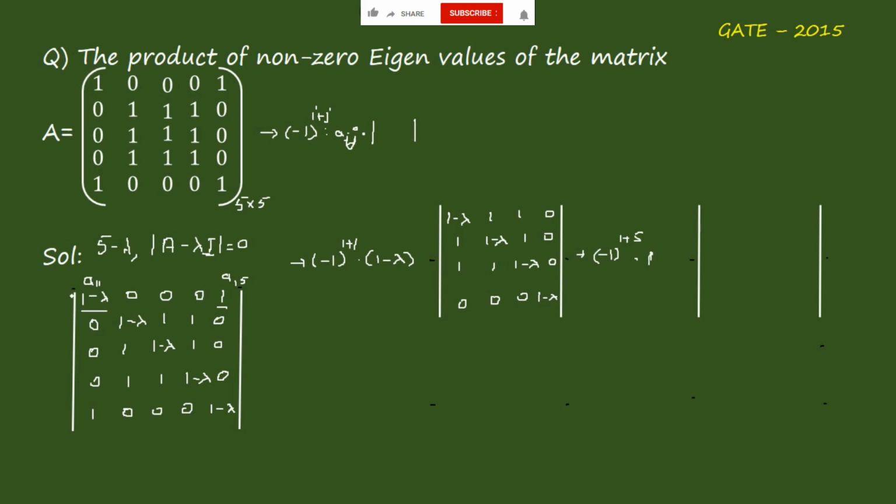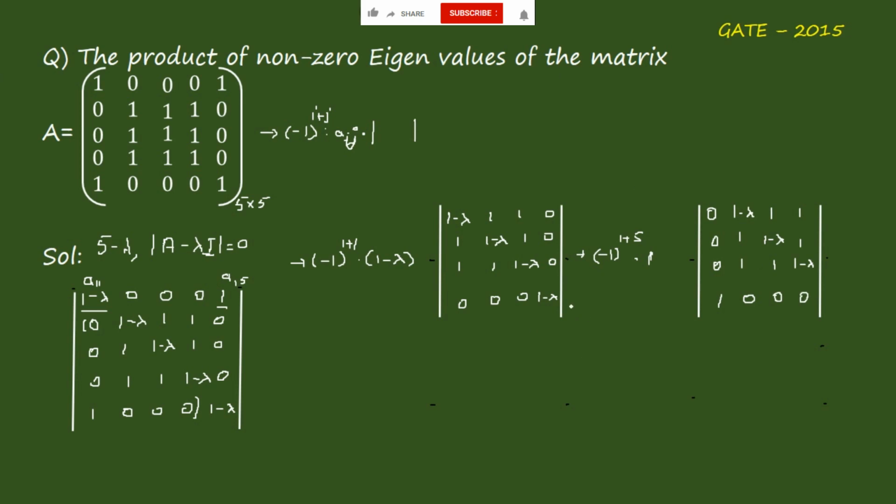We want to consider the first row and fifth column. Consider only the other terms, from here to here. So it is 0 0 1 0 0 0 and 1. The next one is 1 minus lambda 1 1 0, 1 minus lambda 1 1 0. Another one is 1, this one, right? 1 1 minus lambda 1 and 0. Another one is 1 1 1 1 1 minus lambda and 0, right?